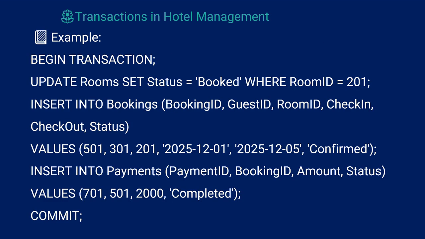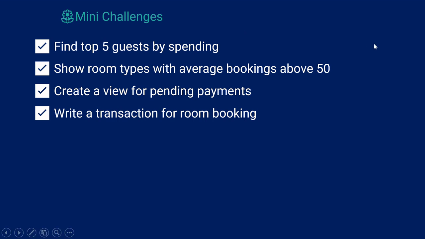Transactions ensure consistency. For example, marking a room as booked, recording the booking, and completing payment must succeed together. Here are some mini challenges. Find the top 5 guests by spending. Show room types with average bookings above 50. Create a view for pending payments and write a transaction for room booking.